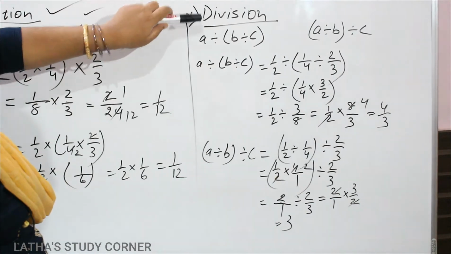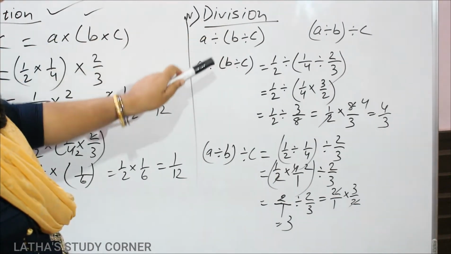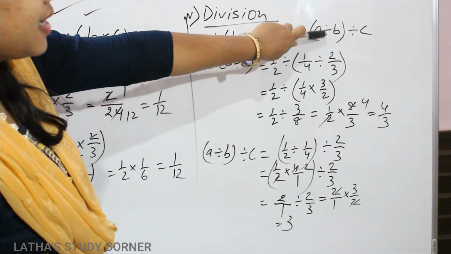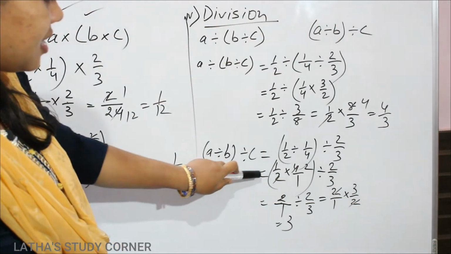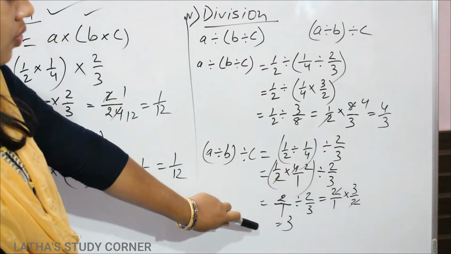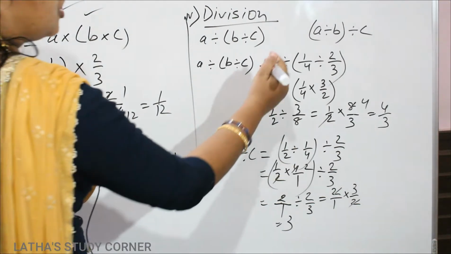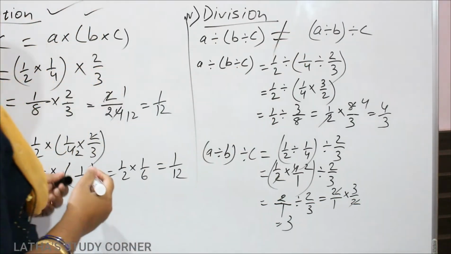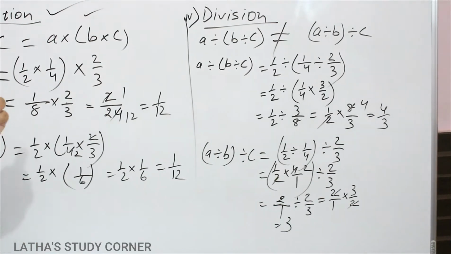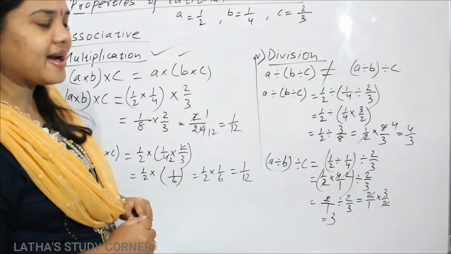So here when we divide, you can see (A divided by B) divided by C, here what result we got? 4 by 3. And the next is A divided by (B divided by C), here what result we got? 3. So 4 by 3 is not equal to 3. It means rational numbers are not associative under division. So what conclusion? Rational numbers are associative under only addition and multiplication, but not subtraction and division.